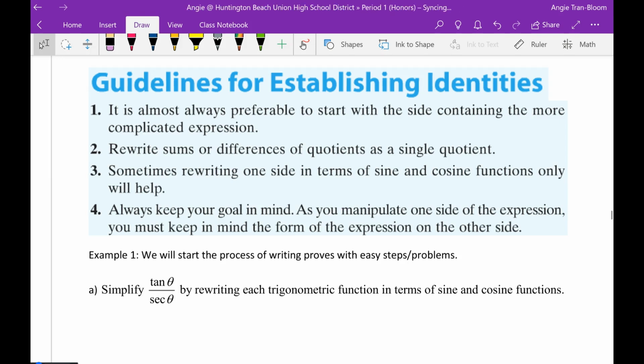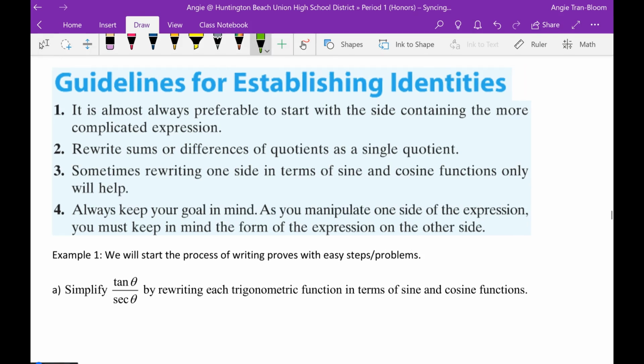2, Leo, can you read 2, please? Rewrite sums or differences of quotients as a single quotient. Okay, very good. What that means is, if you see sum or difference of quotients, so what this really means is 1 over x minus, let's say, 2 over y, okay? Those are sum or difference. This is actually a difference of quotients. And what it wants you to do is find a common denominator. Rewrite it as a single quotient, okay? So if you see a subtraction or addition of fractions, it wants you to write it as a single one. It means find a common denominator, okay?